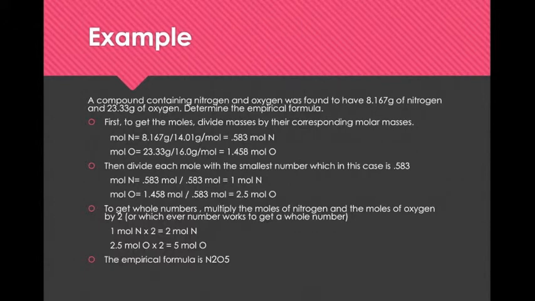But wait, we can't have half a mole as a subscript. So in order to get whole numbers, we multiply the moles of nitrogen and the moles of oxygen by 2. But we don't always multiply by 2, just multiply by whichever number works to get all whole numbers. So the empirical formula of this problem works out to be N2O5, which is dinitrogen pentoxide.